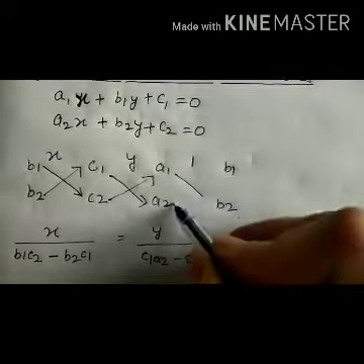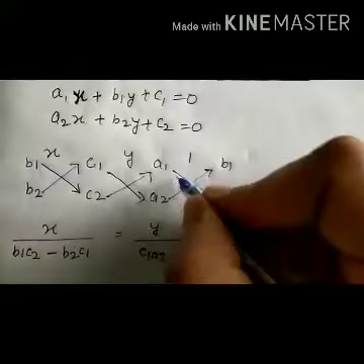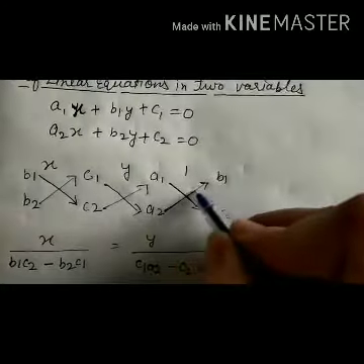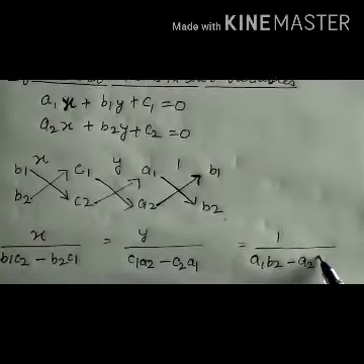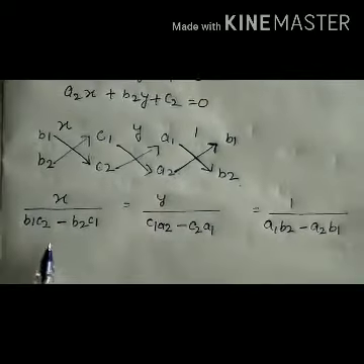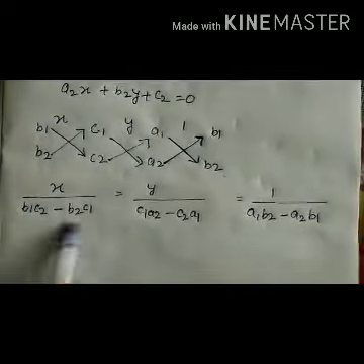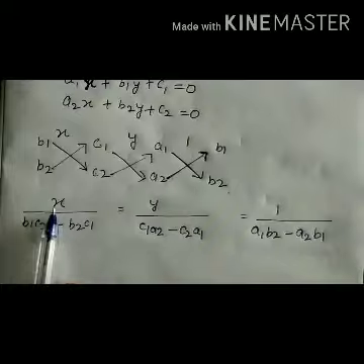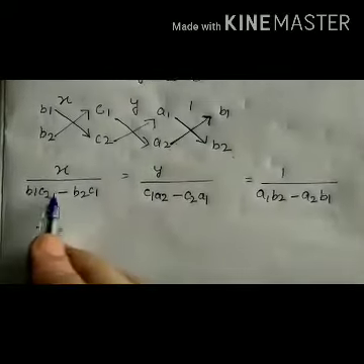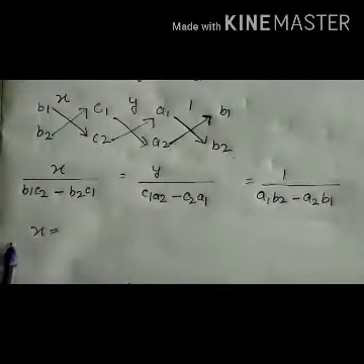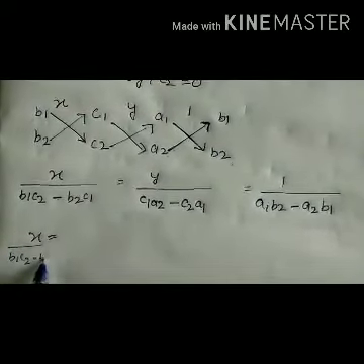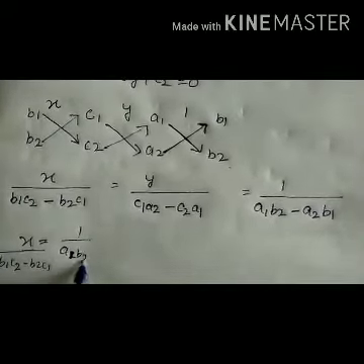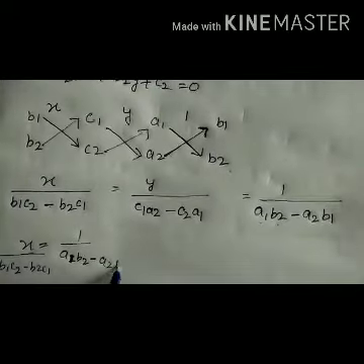Now for 1: a1, b2 first, then minus a2, b1. Now we need to find the value of x. X upon this value is equal to y upon this value is equal to 1 upon this value. So to find the value of x, we will put x upon b1, c2 minus b2, c1 is equal to 1 upon a1, b2 minus a2, b1.